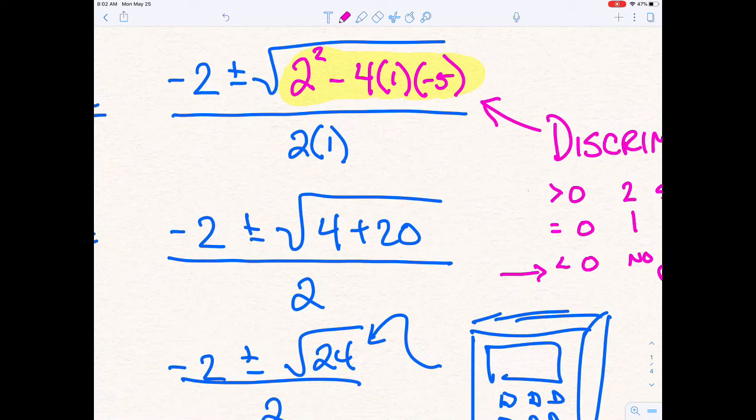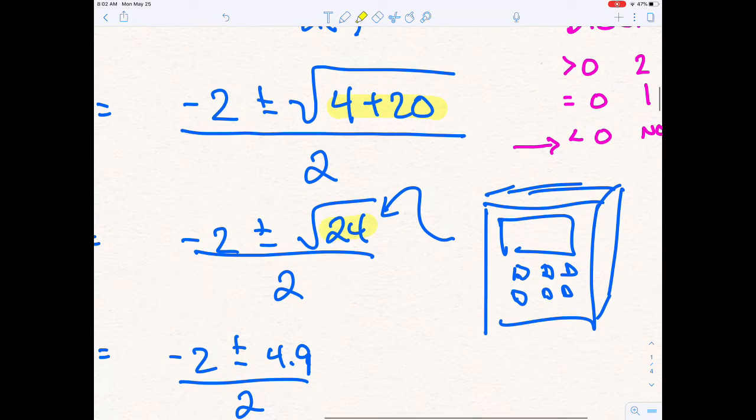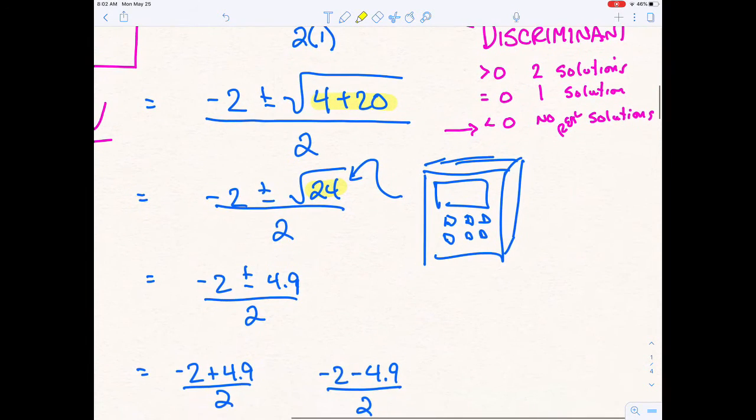When I do 2 squared minus 4 times 1 times negative 5, I get 4 plus 20. So I'm just following along my logic here. 4 plus 20 is 24, and I don't know the square root of 24, so I have a couple options. I could simplify it, and we could always discuss that as we go, or for our purposes right now, we could just use a graphing calculator or any calculator to estimate the decimal that we get when we take the square root of 24. And I'm going to estimate that we get around 4.9.